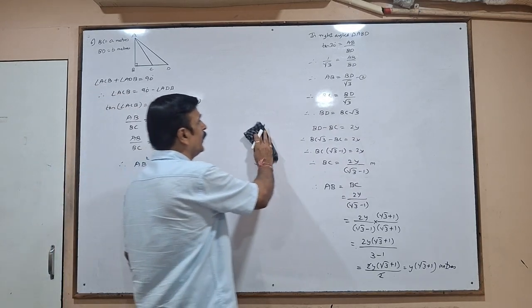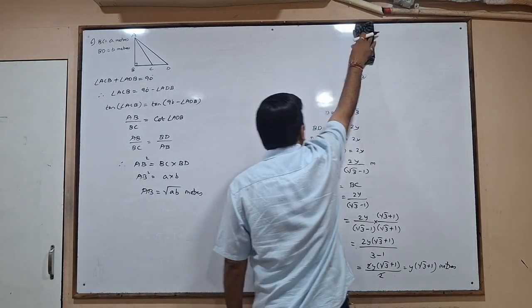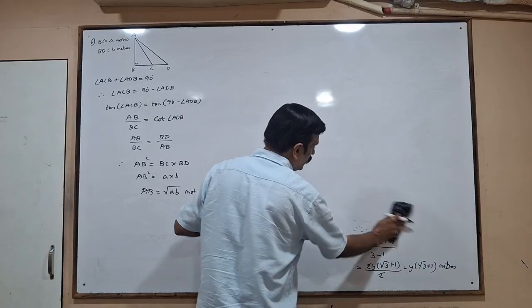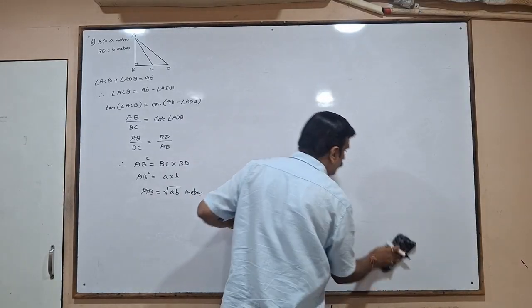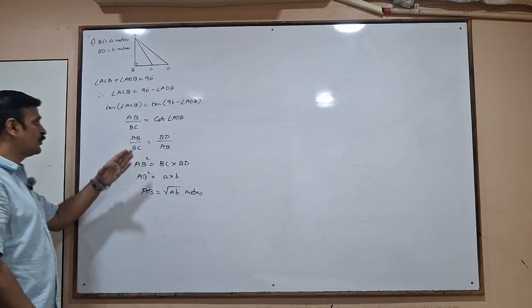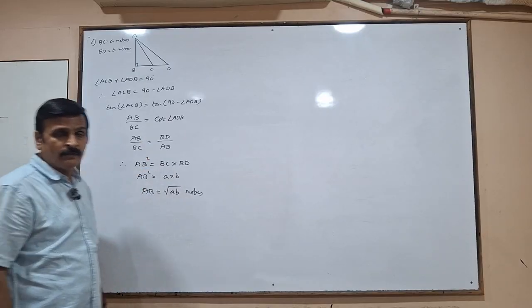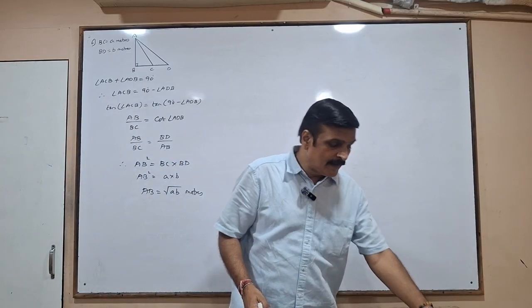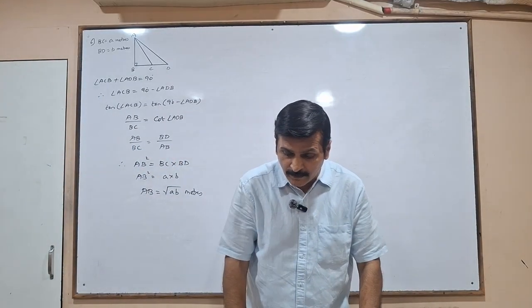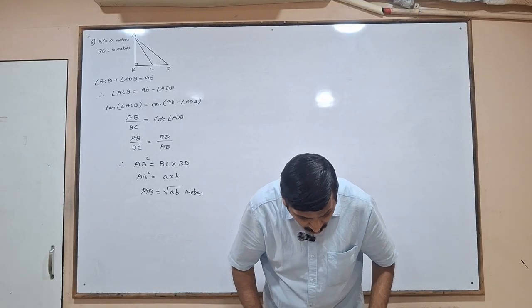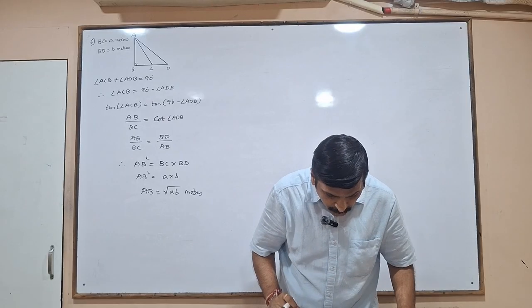Here we never applied a right angle triangle concept as angles are not given. I hope this is understood. If this is not done, we won't be able to get the answer. So tan of 90 minus theta is cot theta.